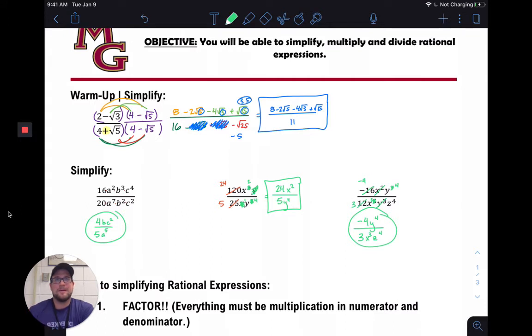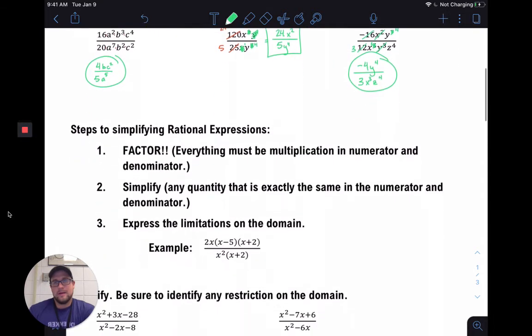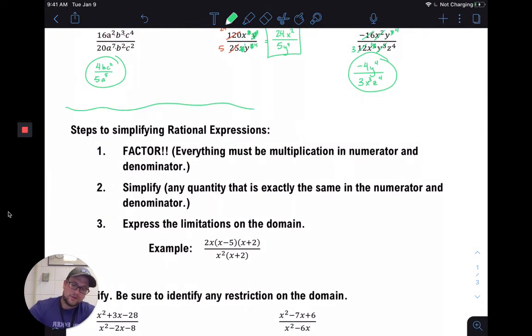Now, I don't know if you can predict where we're headed, but in a minute here, everything's not going to be multiplied together anymore, and we're going to have to do some work. So we have laid out some steps here. These are your steps.